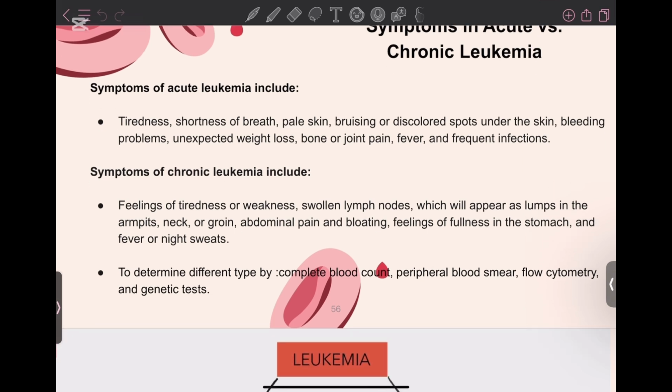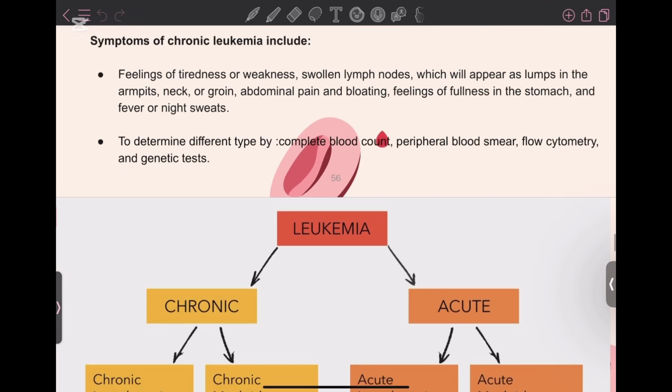Now, symptoms of chronic leukemia, it's going to include the presence of swollen lymph nodes. They appear as lumps that are present in the armpits, neck, groin, with also abdominal pain and bloating. To determine the different type, whether it was acute or chronic, we use CBC, peripheral blood smear, flow cytometry, and genetic testing.